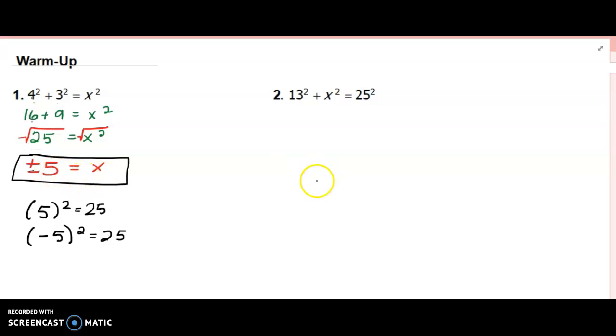Once we get into geometry more, we don't really have to worry about this negative, because most of the time we're talking about side lengths, and we can't have a negative side length. But until we get to that point, we need to remember that when we square root something, we get 2 solutions, a positive and a negative. All right, now I want you to go ahead and do number 2 on your own. And then we'll go over it.